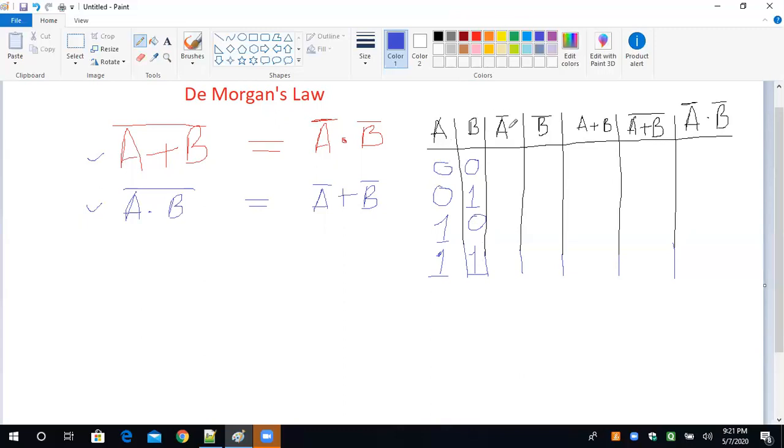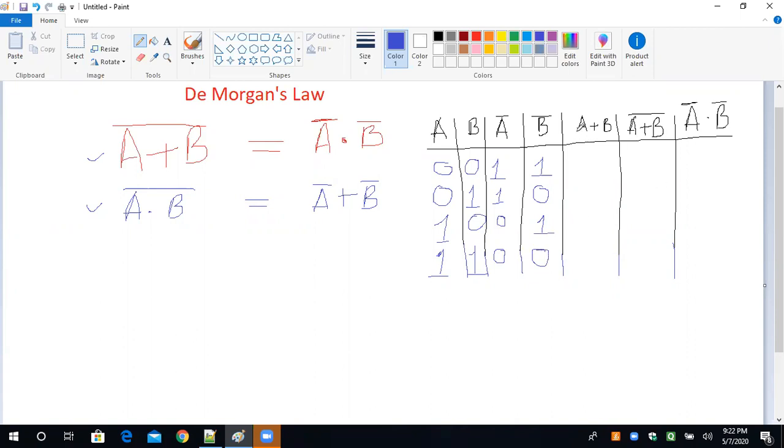So what will be the complement of 0? Here I am writing A complement. So the complement of 0 will be 1, and the complement of 0 again we have to write 1. 1 complement 0. 1 complement 0. Now what about B's complement? B is 0 presently, so we have to write 1. 1's complement will be 0. 0's complement will be 1, and 1's complement will become 0. Complement means just inverse, opposite.